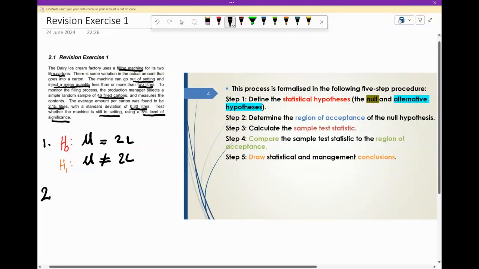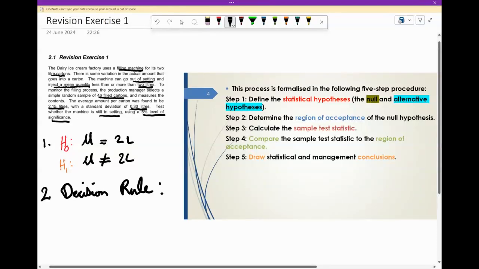Then we go to step number 2, and that's where we determine our region of acceptance. Sometimes they say region of acceptance, sometimes region of rejection, but the whole principle is the same. What we are looking for is our decision rule: when are we rejecting and accepting our null hypothesis?